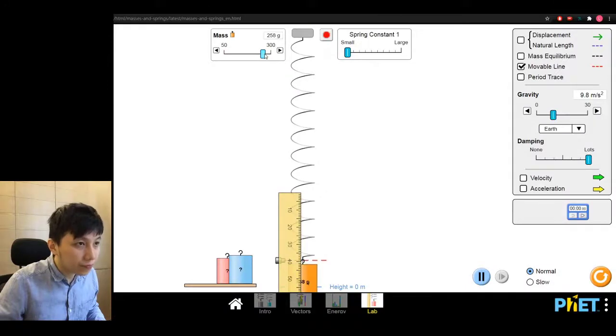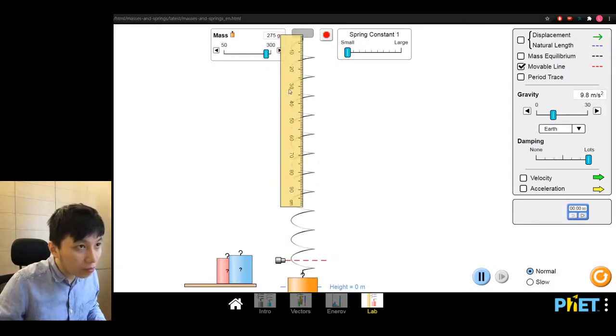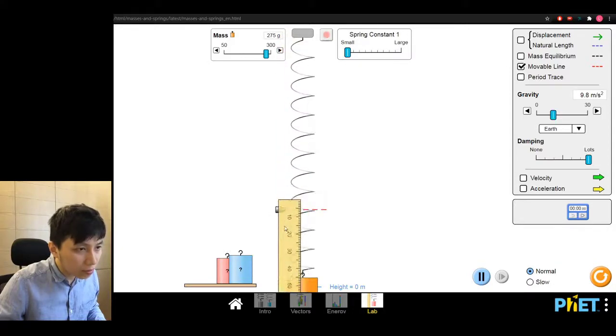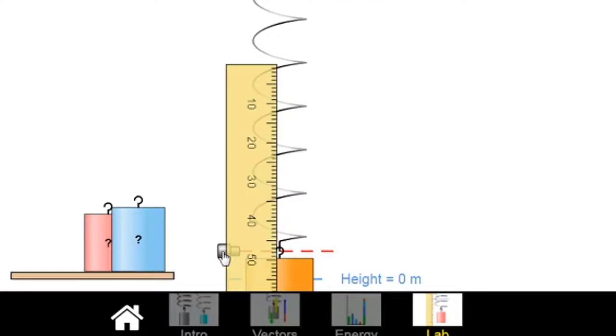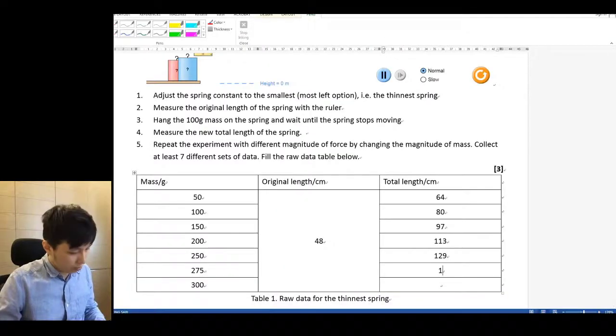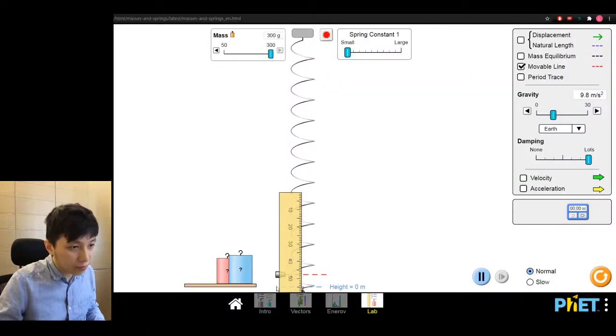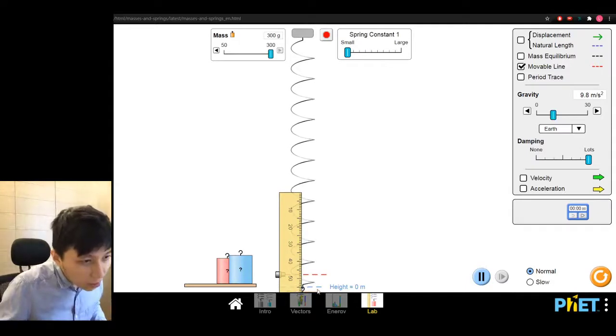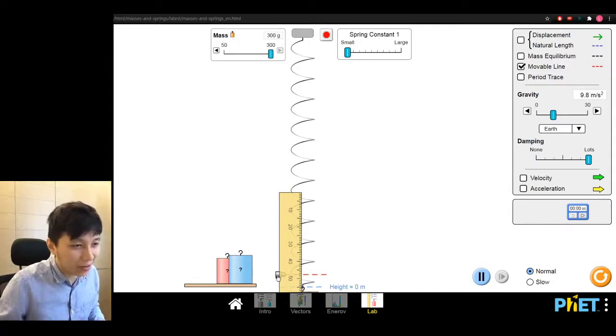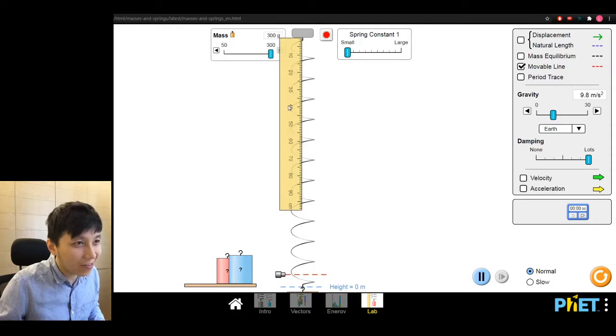275. Okay, we'll do it again here. I'll say this is closer to 48, so 138, and then lastly 300. Okay, hopefully, luckily we still see the spring. Okay, so it will still work.